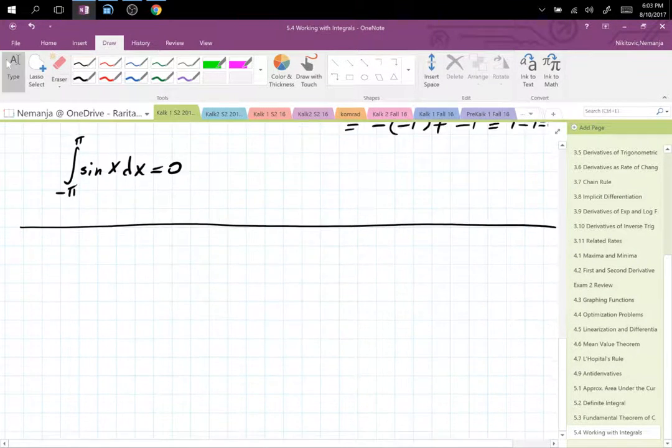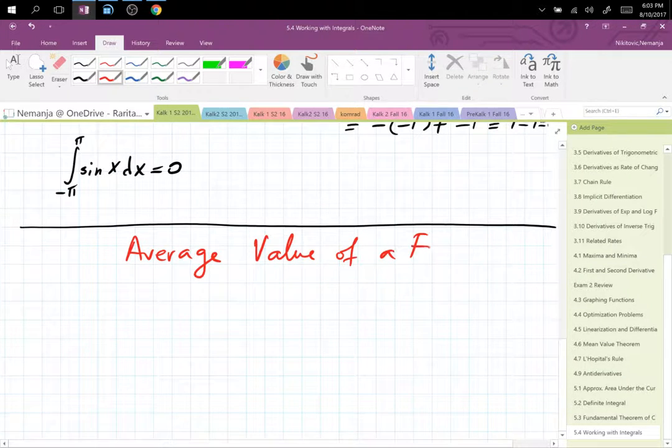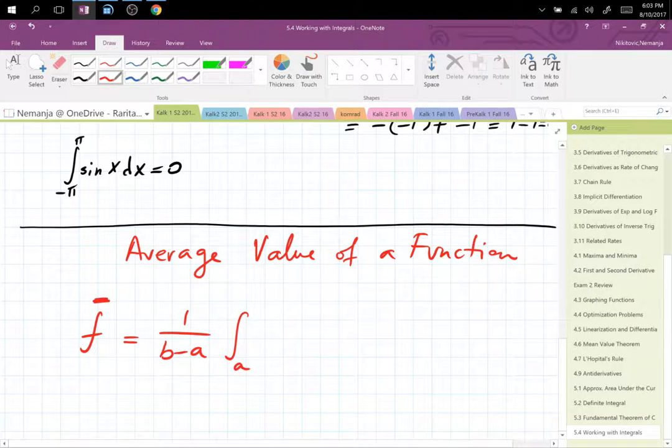The third and last formula that we are focusing on is the formula for the average value of a function. That's the one that you absolutely must know. The formula is f with a bar on top equals 1 over b minus a, times the integral from a to b of f of x dx.